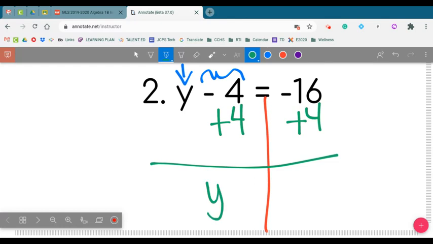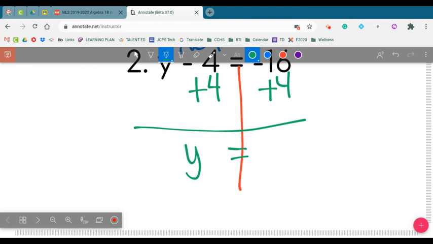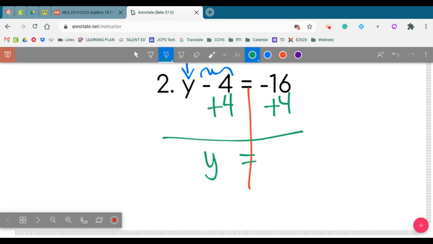We're going to get y equals negative 16 and a positive 4. Since they're different signs, we're going to subtract them, and we're going to keep the sign on the bigger number. So 16 minus 4 would be 12. Since our negative was on the bigger number, we're going to keep that negative. So negative 12 is our answer.